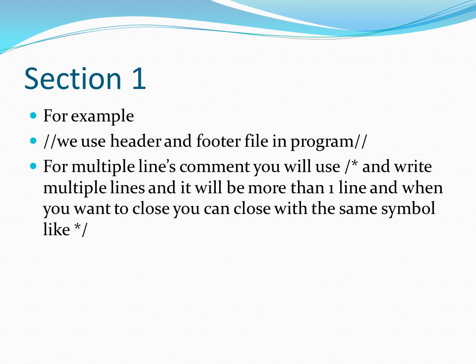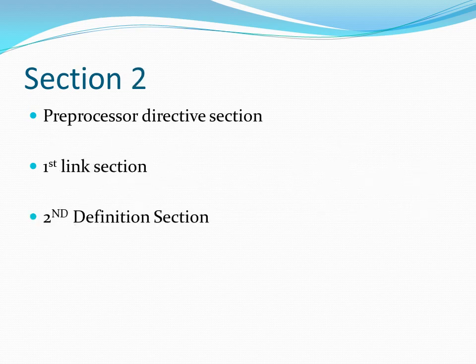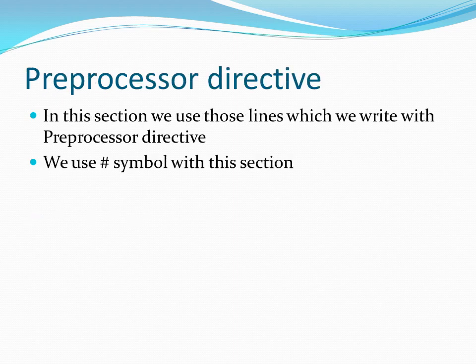In the next section, here we will discuss the subsections, you can say. The first is the preprocessor directive section. The second is the link section, and then we can talk about the definition section. Okay. What is a preprocessor directive? In this section, basically we use those lines which we write with the preprocessor directive.